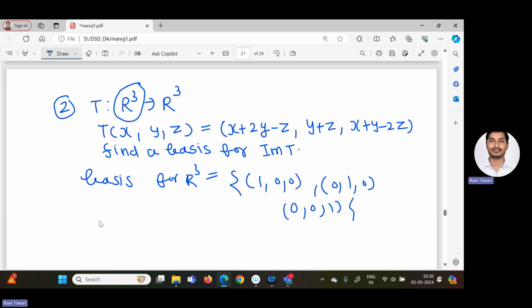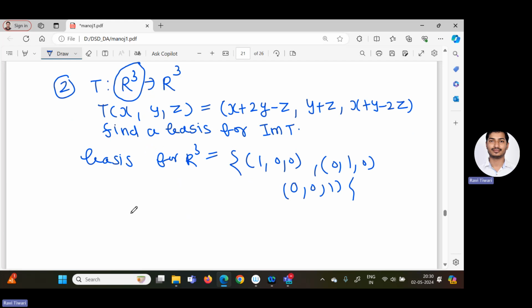So now we are going to calculate the image of these three basis vectors. If nothing is given to us, then we can apply the standard basis. What will be the image of T(1, 0, 0)? We have to calculate the image of these three elements through the given linear transformation. Here the x component is 1, the y component is 0, and the z component is also 0. So we get first component 1, second component 0, and third component 1.